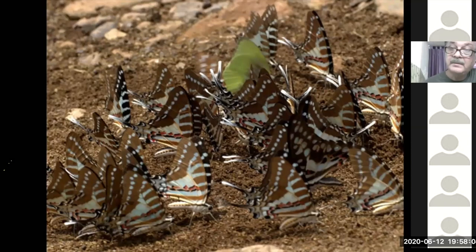And what are they doing? They are collecting salts. Salt for what? The salts that are dissolved in the soil are taken by these males and collected, and they are going to pass it to the female because the female needs it to make her eggs viable. When they mate, they pass the sperm and the salts to the female, and that makes the eggs viable.